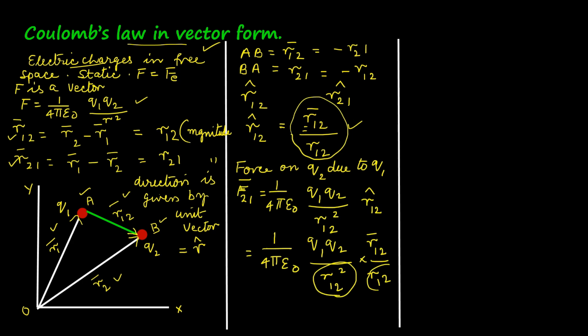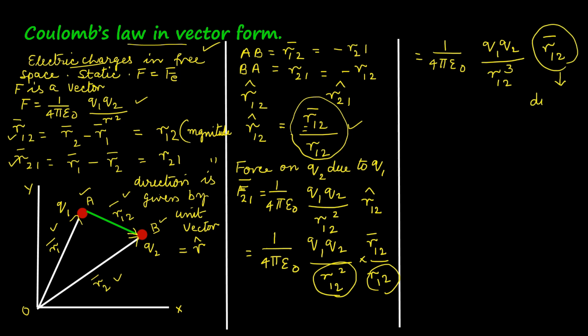R12 square in the denominator and R12 in the numerator together becomes R12 raised to 3. That is the magnitude of the distance between the two, raised to 3. So F12 vector becomes equal to 1 by 4 pi epsilon naught Q1 Q2 by R12 raised to 3 into R12 vector. This only represents direction. We know it is along AB, that is away from Q1.